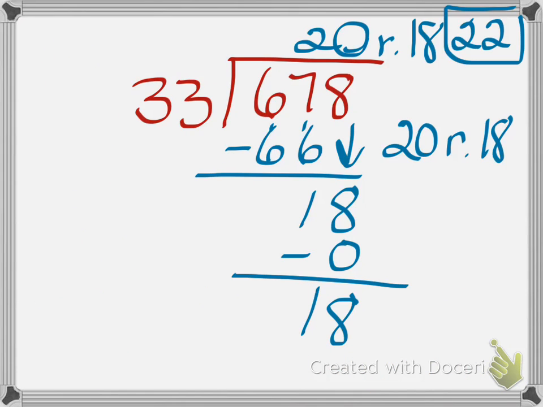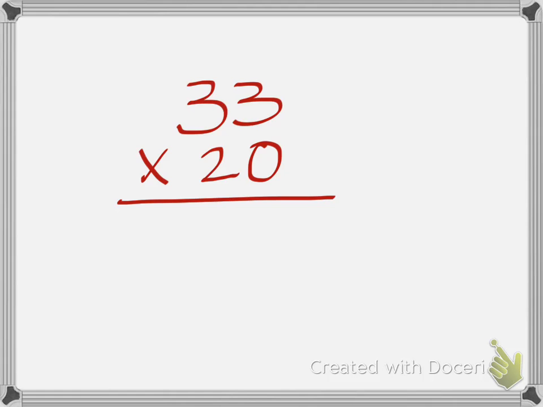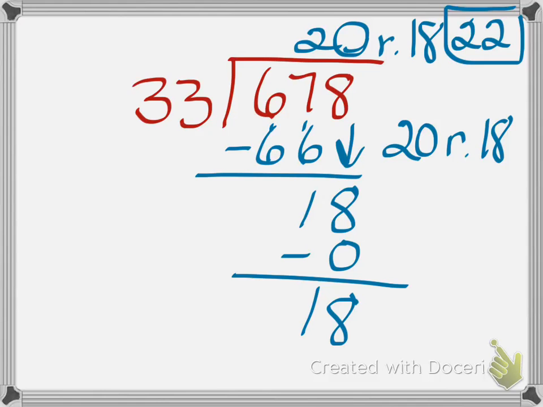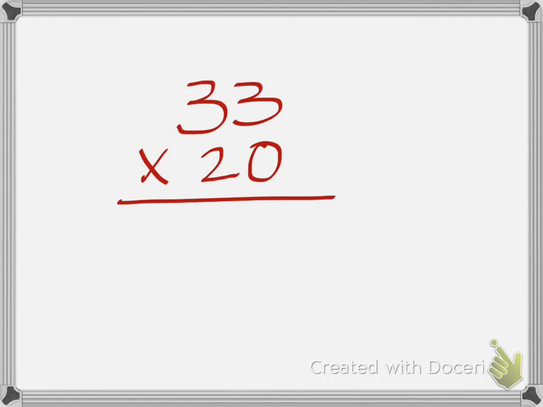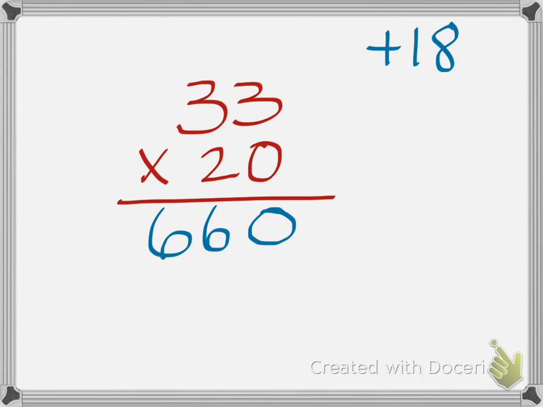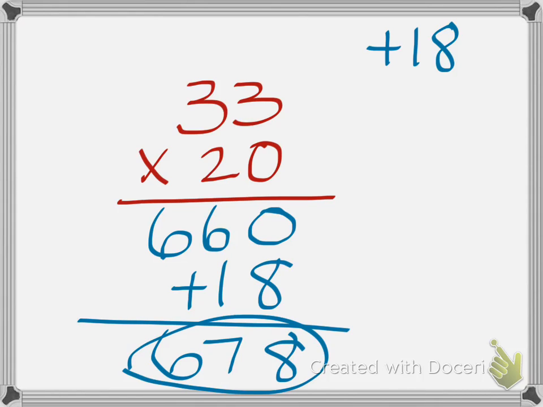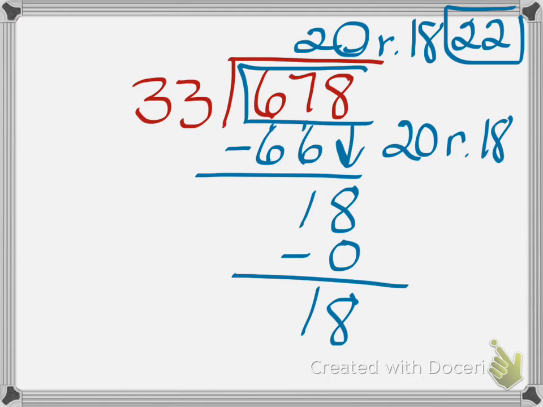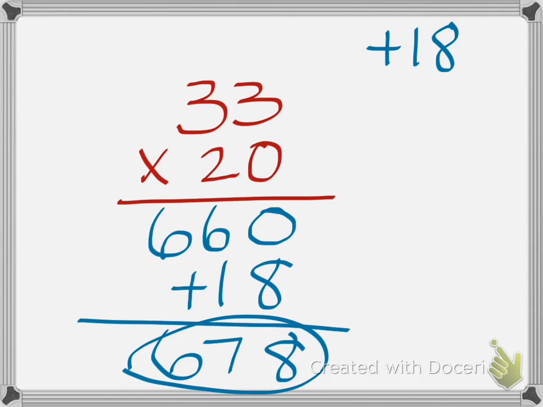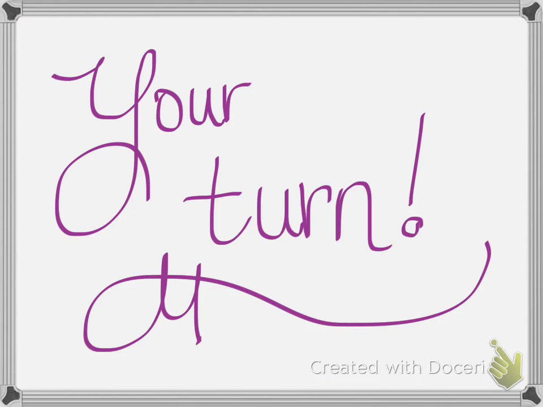That's interesting. Now we use multiplication to check. And don't forget that we're going to use our remainder of 18 at the end to add that on. So I've got 0 in my ones place, so I can put a 0 there for the placeholder. 2 times 3 is 6. 2 times 3 is 6. And then add on that 18. 6 plus 1 is 7, and then 6. 678, that's the number that we started with. So we're doing well.